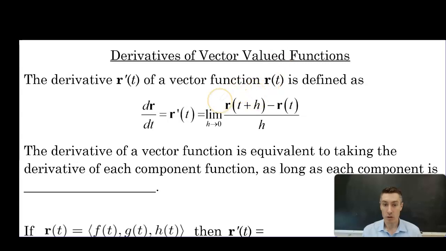So essentially, we are subtracting two vectors, r of t plus h minus r of t, and if we take the limit as h approaches 0, what we're going to be left with is our derivative vector, r prime of t. The derivative of a vector function is equivalent to taking the derivative of each component function as long as each component is continuous. All right, so we need continuity among the component functions in order to differentiate.